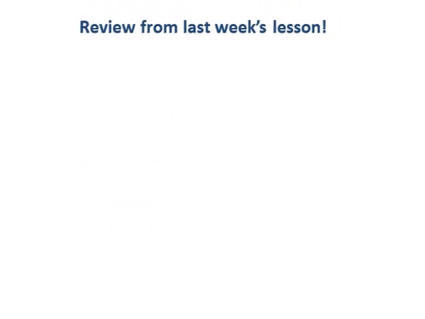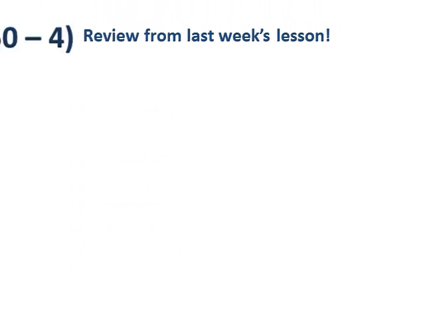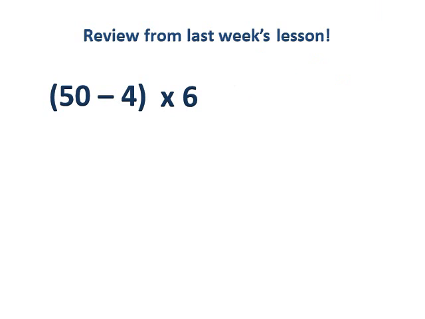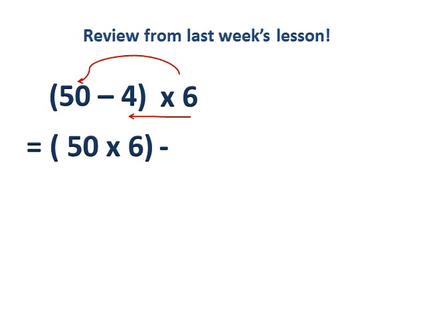Okay, so this is our lesson last week. We will be doing the distributive property of multiplication. If you remember, we have something like this last week. We can rewrite this by multiplying 6 with 50, so you have 50 times 6, and then the middle sign is minus. That's 50 minus 4, so you subtract another parenthesis for 6 times 4.